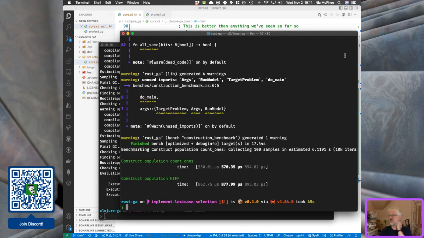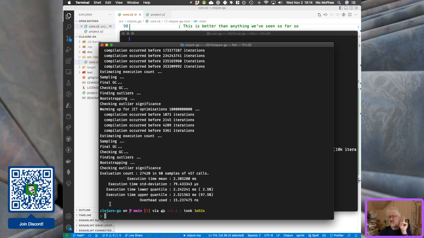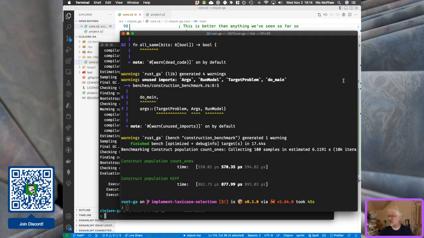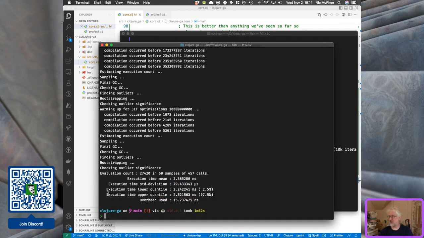The Rust actually does both the diff and the count ones. The diff is 8.78 microseconds, which is definitely faster than 2 milliseconds. But this is actually a population size of 1,000 versus a population size of 100. And if one assumes, rather reasonably, that this is going to scale roughly with the size of the population, this would really be like maybe 90 microseconds versus 2 milliseconds.